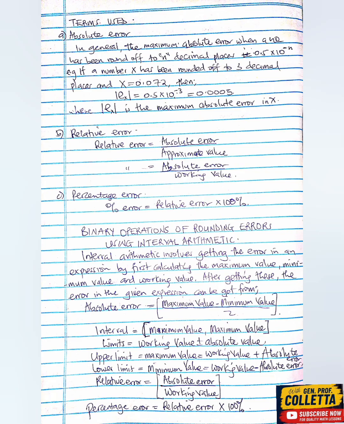Where the magnitude of error in x is the maximum absolute error in x. Those notes are very clear there. Then part B there is what we call the relative error. For the relative error, we simply get the absolute error over the approximate value. If we don't use the approximate value, we use the working value, because we are simply looking for the relative error.